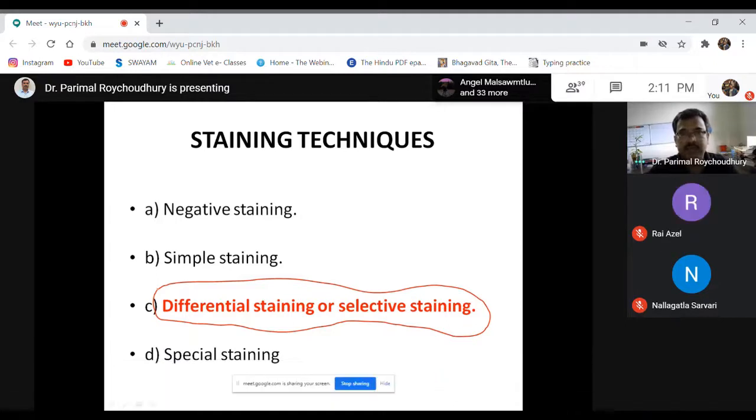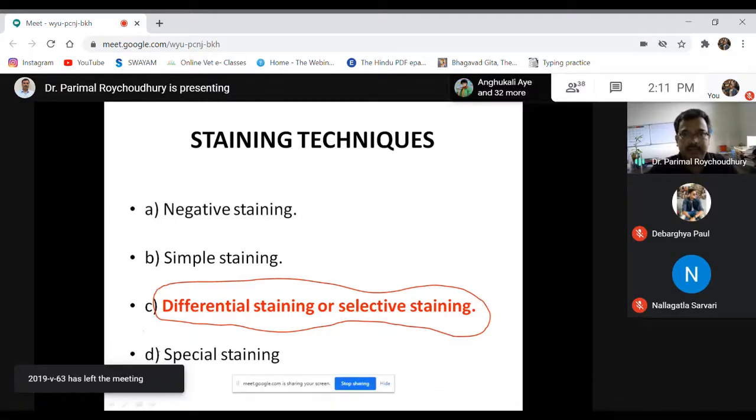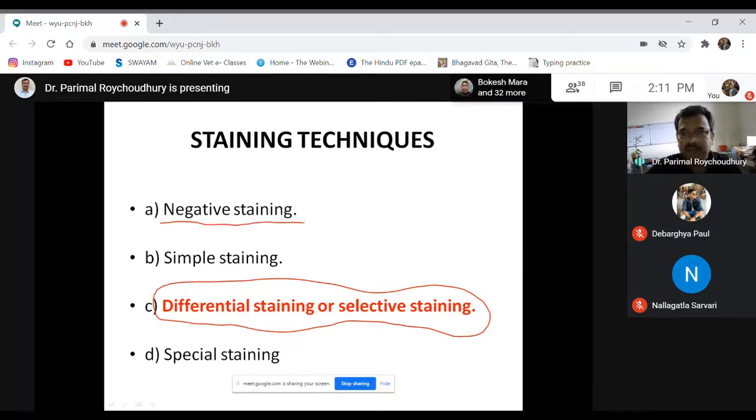Not only differential staining, we also have negative staining, one category. This is, in fact, not an active staining, it's a negative. That's why it's called negative staining. Here the organism doesn't take any color, rather the background will take color, and we can see the unstained bacteria. That is another contrast, what we call a negative contrast.